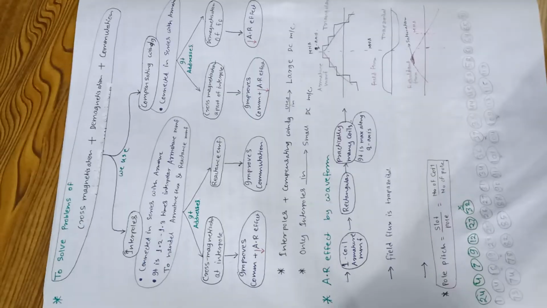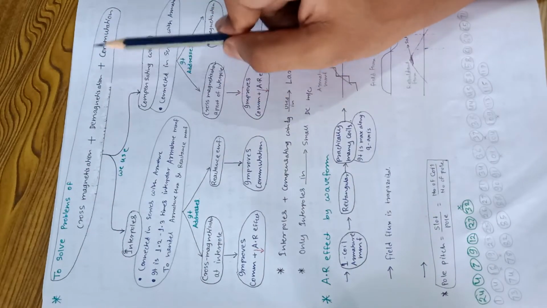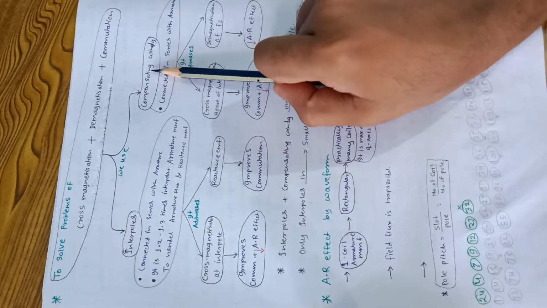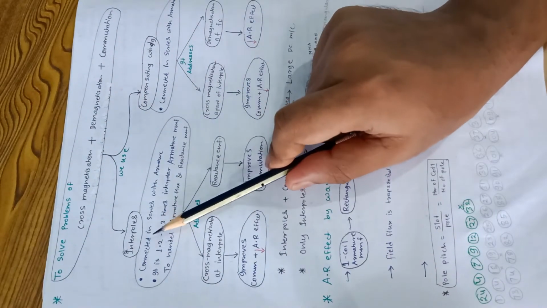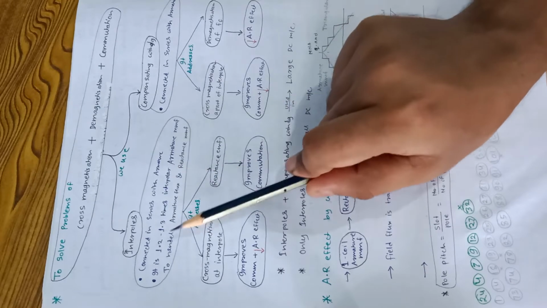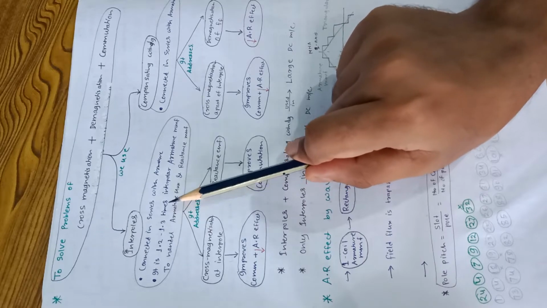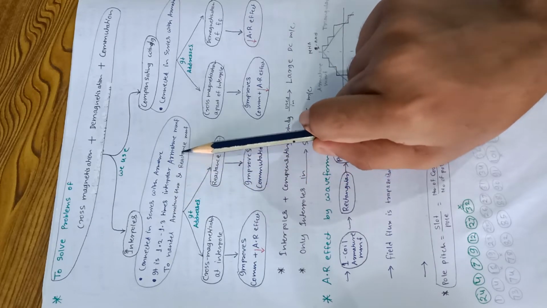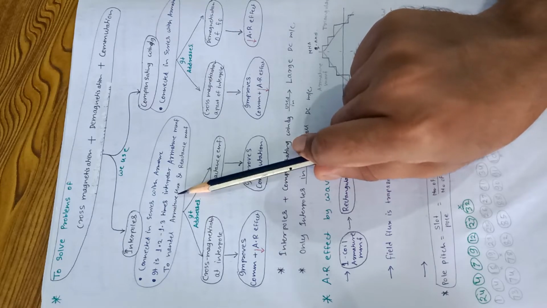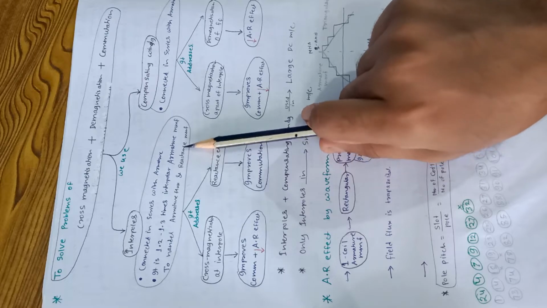To solve the problem of cross magnetization, demagnetization and commutation, we use interpoles and compensating winding. Interpoles are connected in series with the armature, and their MMF is 1.2 to 1.3 times the armature MMF, to handle armature flux and reactance MMF both.